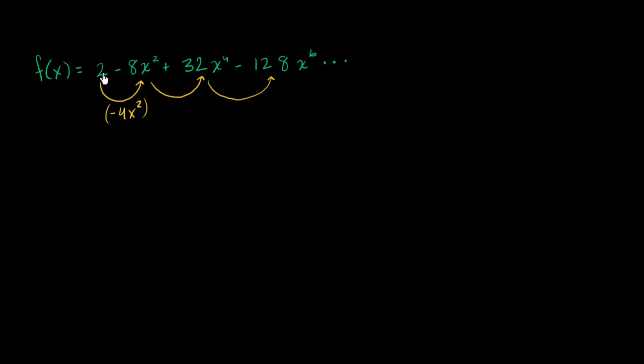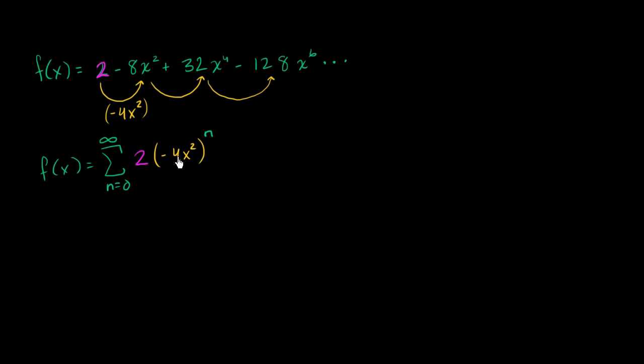Our first term is 2. So we can rewrite f of x as being equal to the sum from n equals 0 to infinity of, let's see, our first term here is 2 times negative 4x squared to the nth power. This is a geometric series where our common ratio is negative 4x squared.